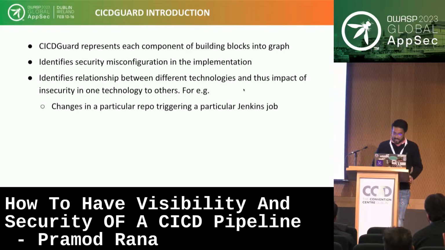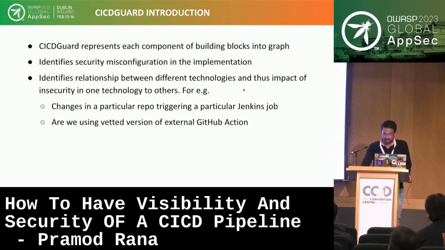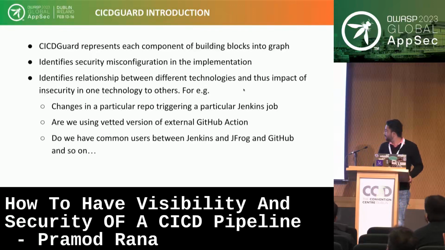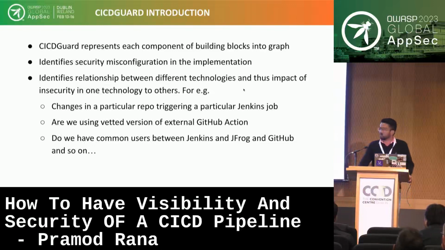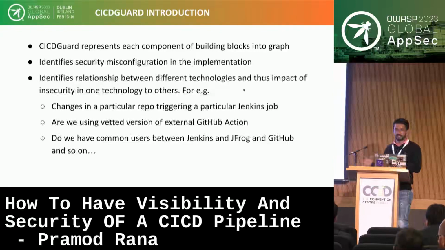So examples of that, like I mentioned: Jenkins jobs getting triggered by the repository. Are we using a vulnerable version of an external GitHub action? Do we have common users between Jenkins, JFrog, and so on and so forth? Technology could be different. So these are the three aspects: representing everything in a graph, breaking it down to the lowest level possible for each technology, trying to identify the security misconfiguration for those nodes, and then identifying the relationship across the technologies.